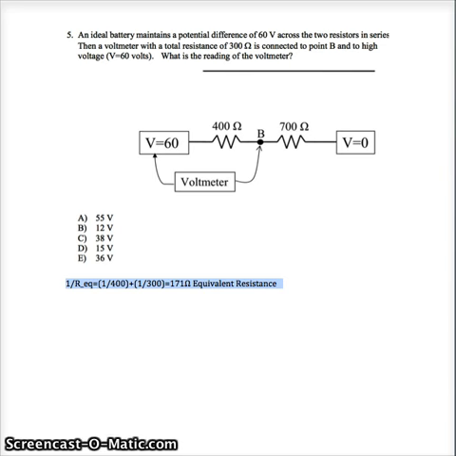You have 1 over the equivalent resistance equals 1 over 400 ohms plus 1 over 300 ohms, which is the resistance of the voltmeter. When you calculate this out, you'll get 171 ohms of equivalent resistance.